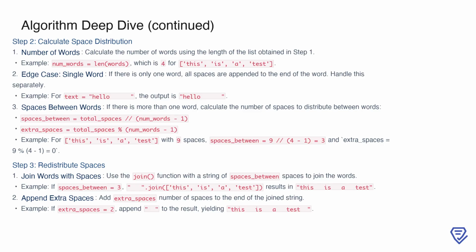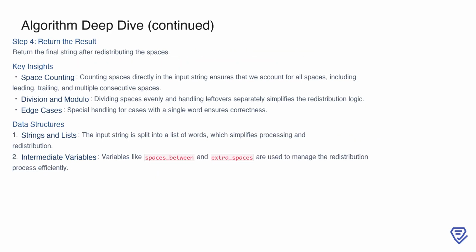After calculating the space distribution, the next step is to actually redistribute the spaces and construct the final string. To do this, we use the join function, which allows us to concatenate the words with a specific separator, in this case, a string of spaces_between spaces. For example, if spaces_between is 3, joining the words "this is a test" with 3 spaces results in the string "this   is   a   test".